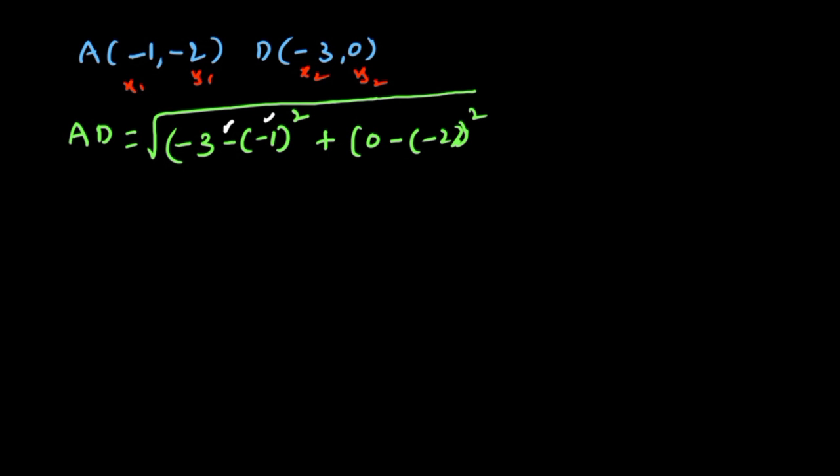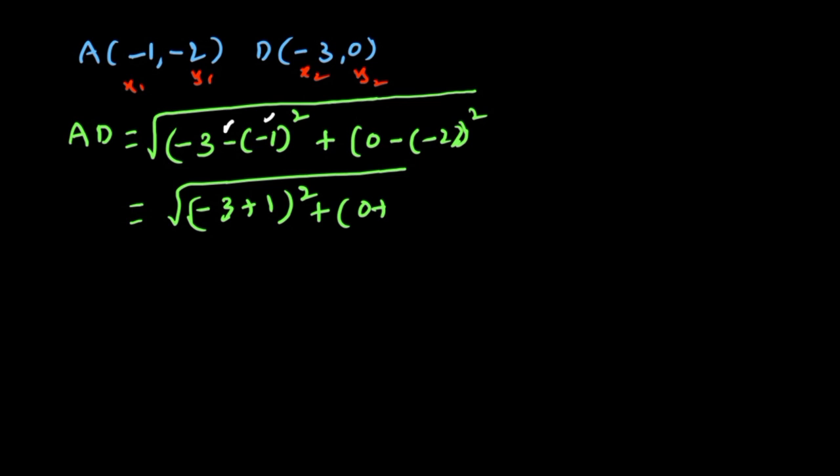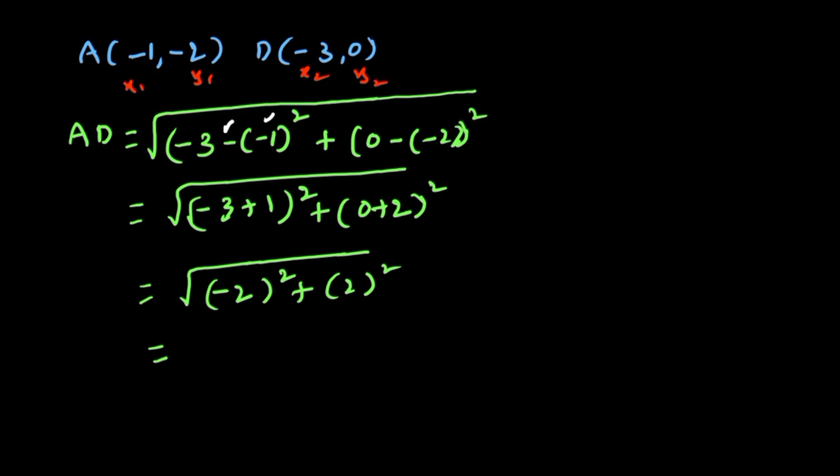So root of, this is minus 3. Minus of minus is plus 1 whole square. Plus this is 0. Minus of minus plus 2 whole square. So minus 3 plus 1 is minus 2 whole square and plus 2 whole square. So minus 2 square is 4 plus 2 square is again 4. So root of 4 plus 4 is equal to root 8. Root 8 can be written as 2 root 2.